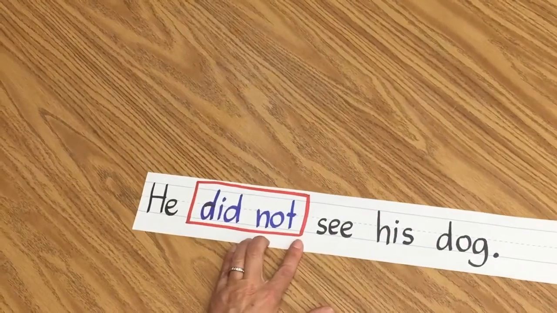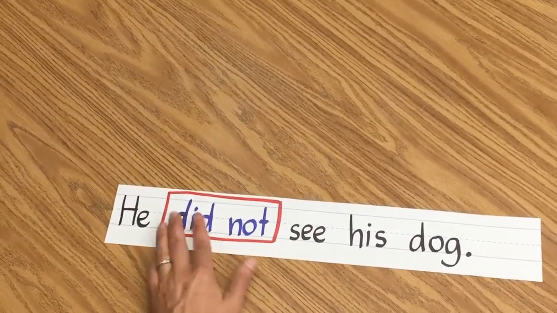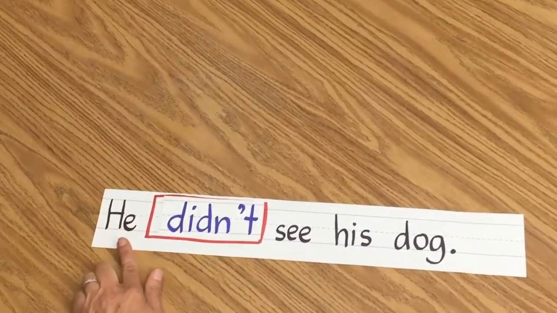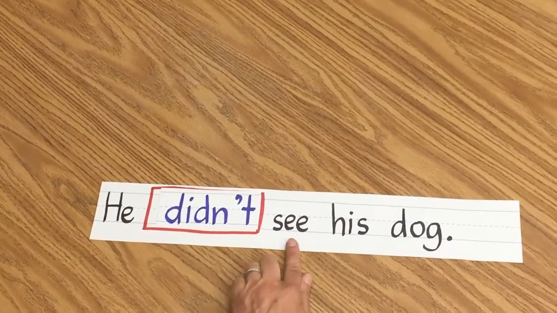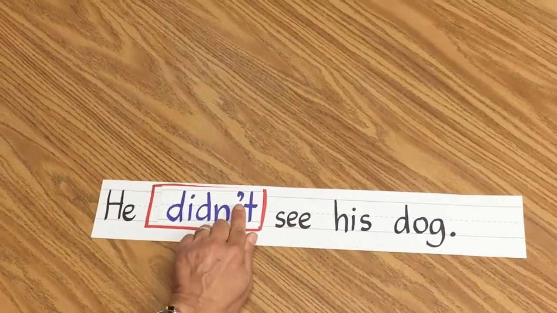How about in the sentence, he did not see his dog? He did not see his dog. If I were to take those two words and smush them together and turn over the middle letter, now I have he didn't see his dog. Didn't is the contraction using an apostrophe.